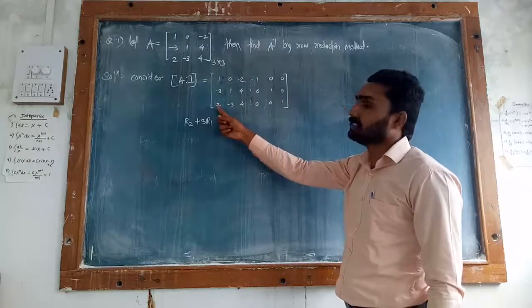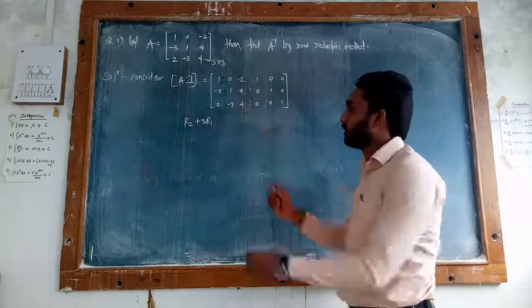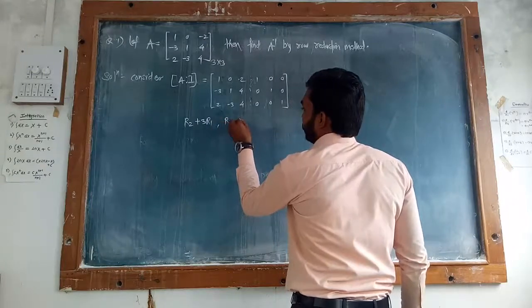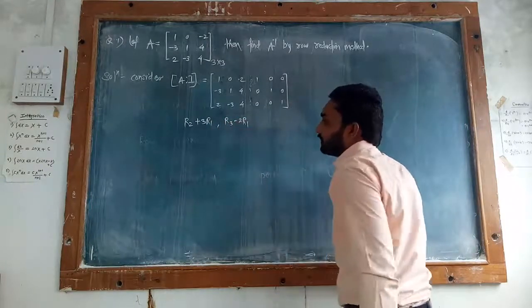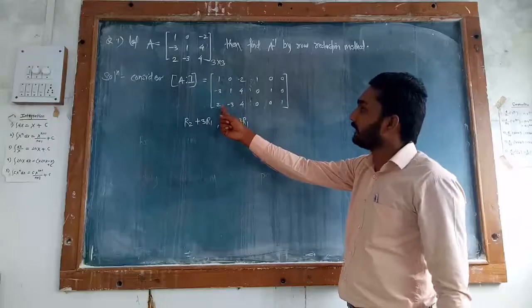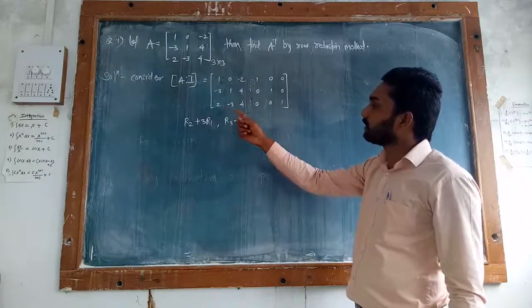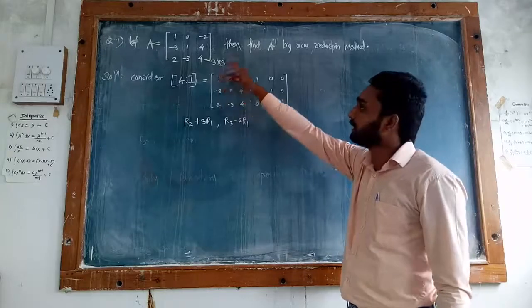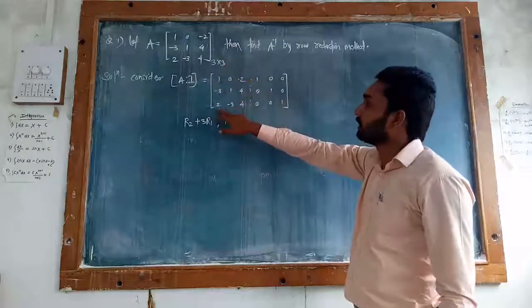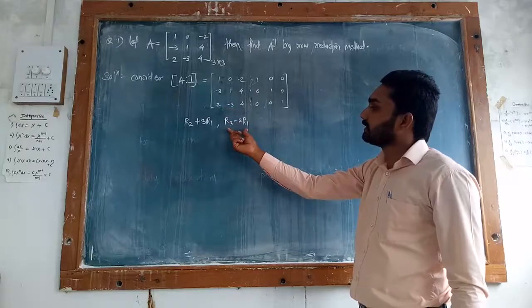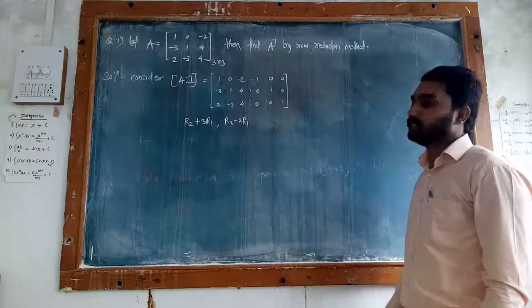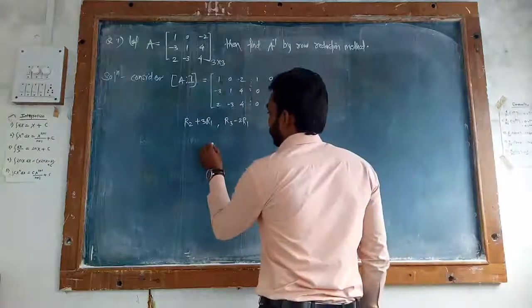Similarly, how to make this element 0? So what is your row operation? That is R3 minus 2 times R1. That means your first row is multiplied by minus 2, then it becomes minus 2, and this is your plus 2. Then take this 2 minus 2, then it becomes 0. Okay.